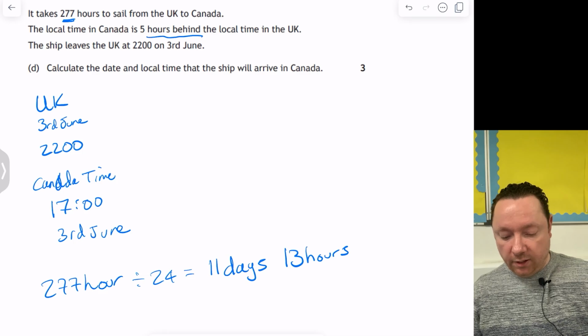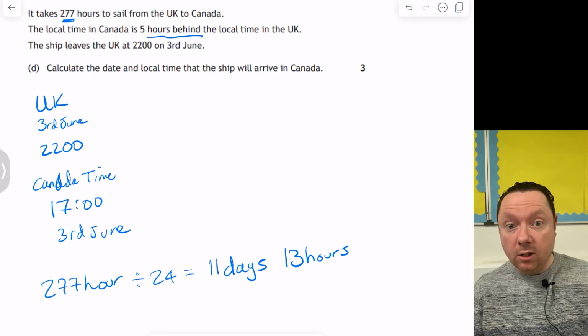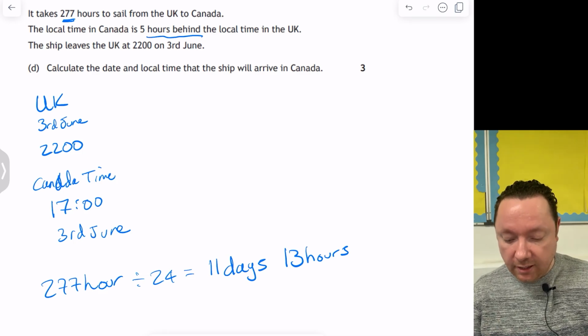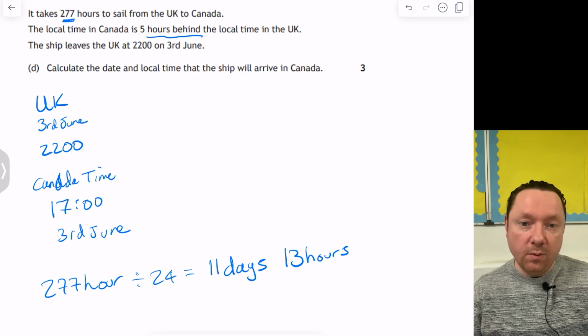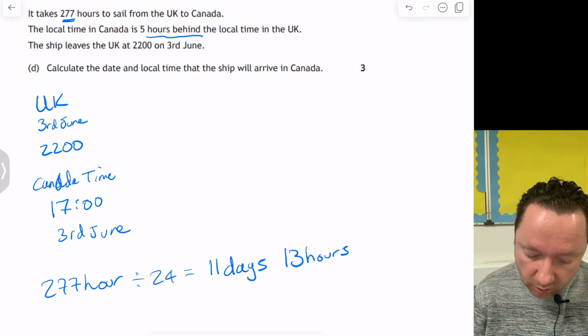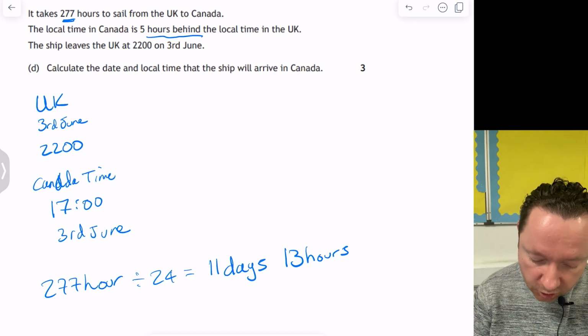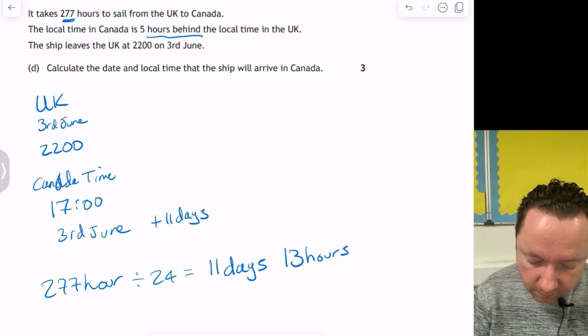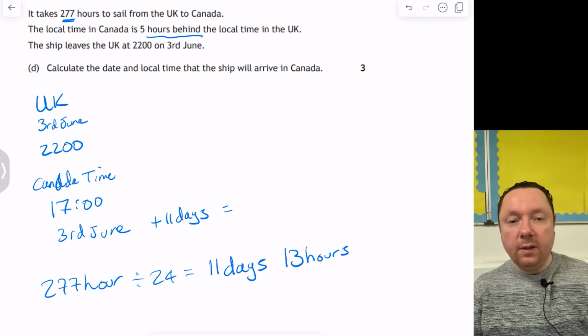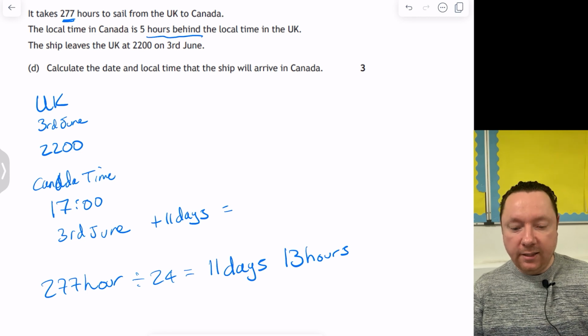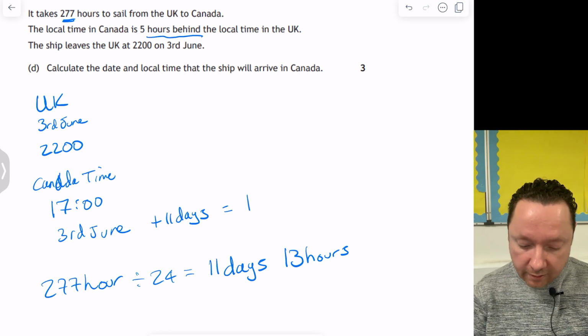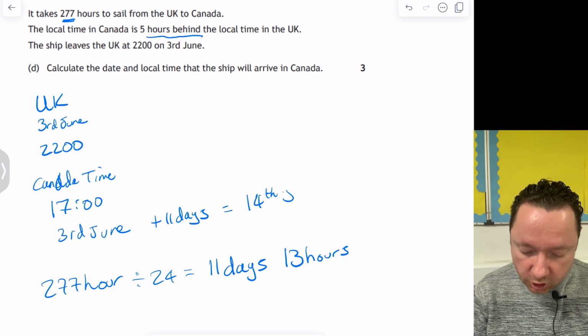The other way you could have done it is just counted in 24s to get 11 and see what the remainder was, and that would be the number of hours. Okay, so I know it's 11 days. So I'm on the 3rd of June. So if I add 11 days, 3rd of June becomes 4, 5, 6, 7, 8, 9, 10, 11, 12, 13, 14. 14th of June.